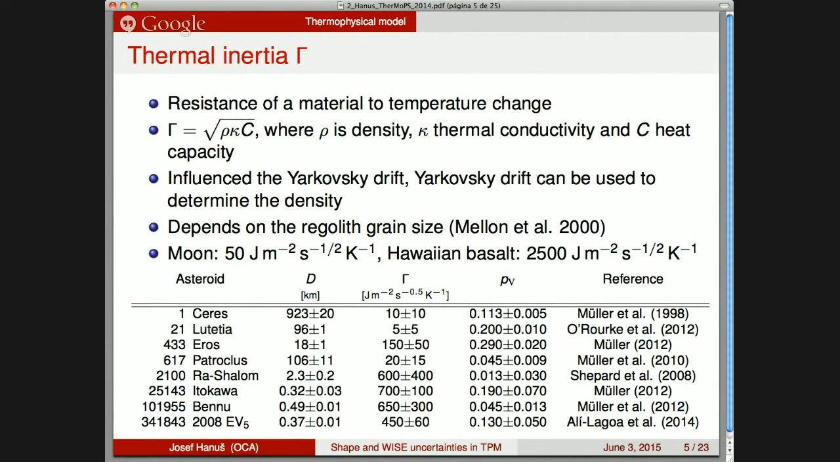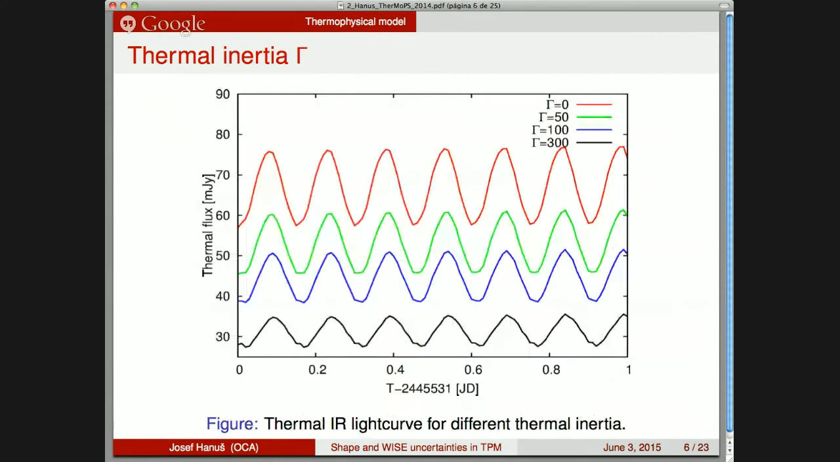And this is the effect of the thermal inertia. These are thermal light curves for the same asteroid with the same parameters, but the thermal inertia is changed. So you see that if you increase the thermal inertia, you decrease the thermal flux. You also slightly shift the maximum of the flux with respect to each other. And the second parameter is the surface roughness.